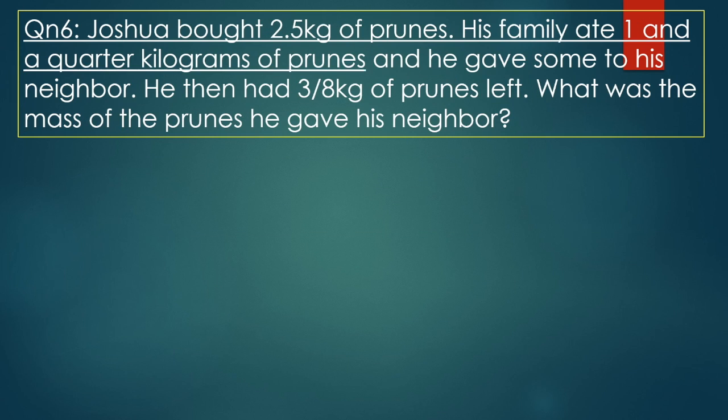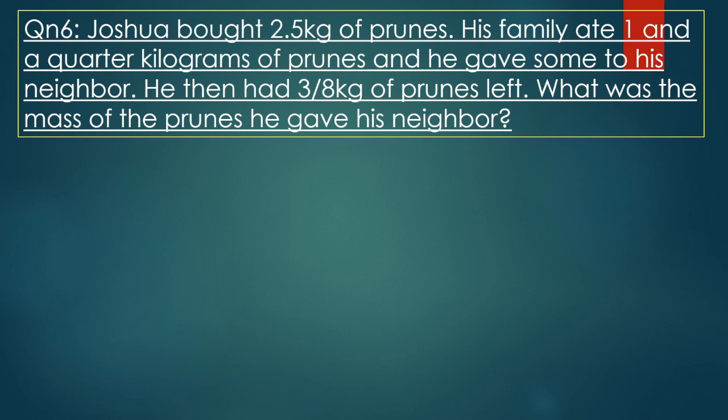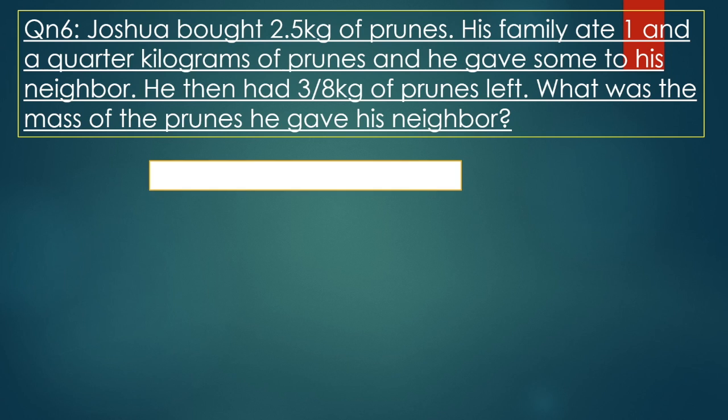Question 6. Joshua bought 2.5 kilograms of prunes. His family ate 1.25 kilograms of prunes and he gave some to his neighbor. He then had 3/8 kilograms of prunes left. What was the mass of the prunes he gave his neighbor?